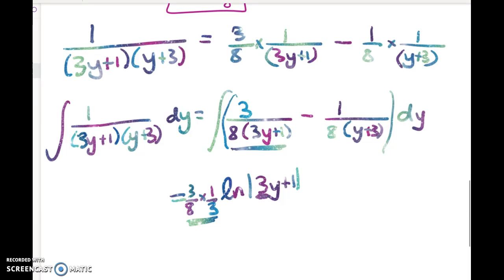Then we're going to do the same thing with the next bit. So we're going to have minus, well, we've got 1/8 of log of y plus 3. Now this time when I differentiate the inside function, I just get 1. So I don't need to have any kind of simplifying factor there.